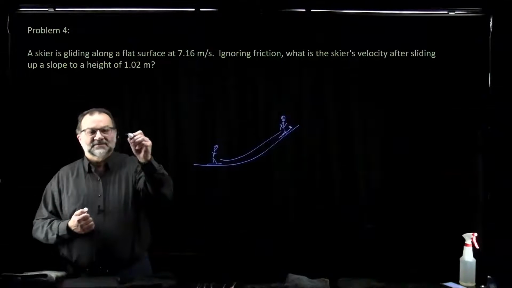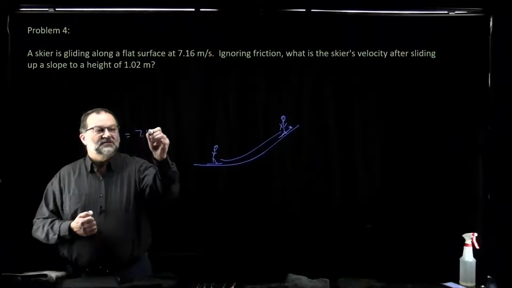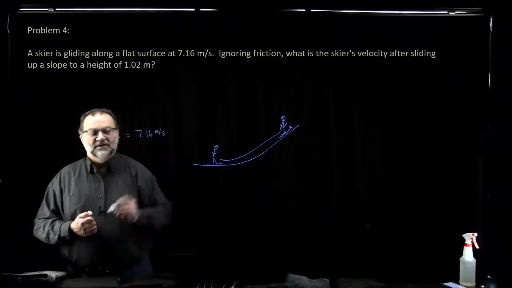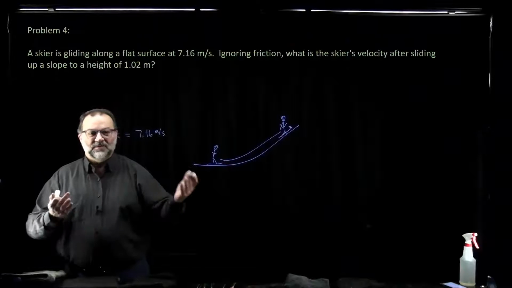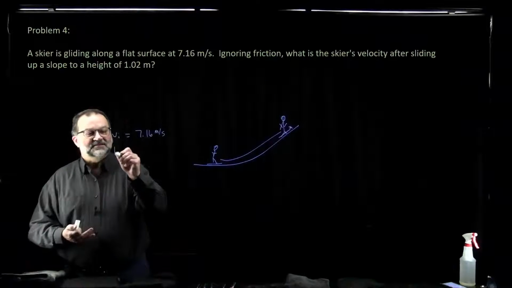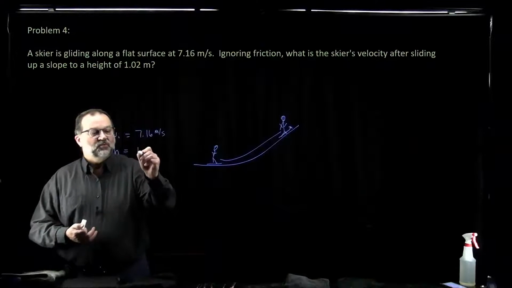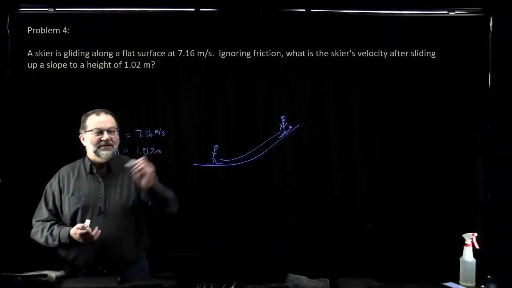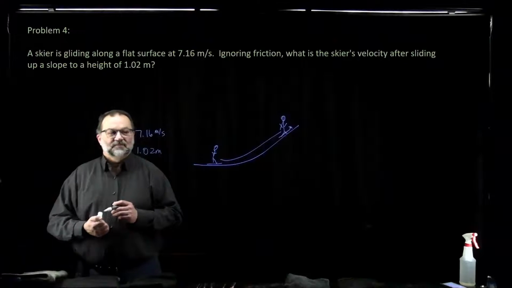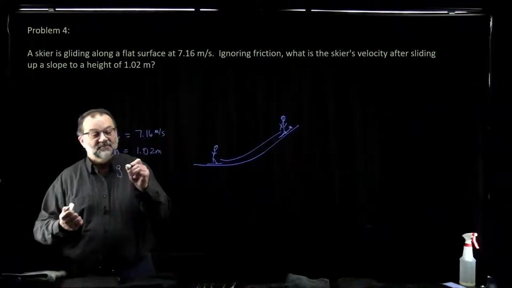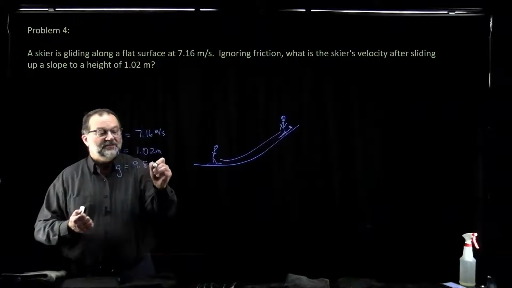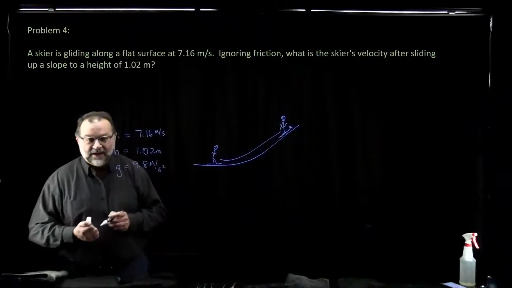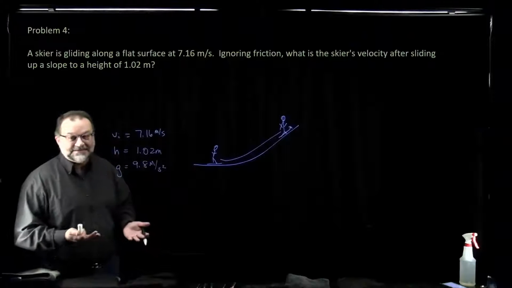We know, because that's 7.16 meters per second. We know the height that the skier goes to. That's 1.02 meters. We know the acceleration of gravity, 9.8 meters per second squared. And so we know all of these pieces.